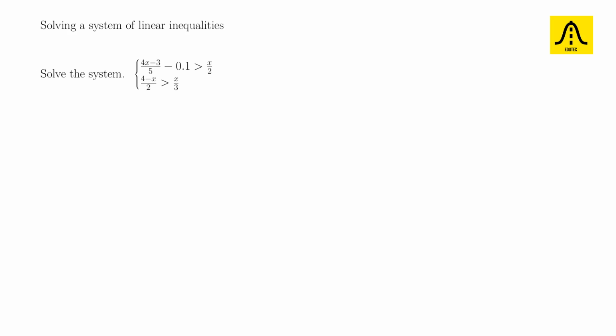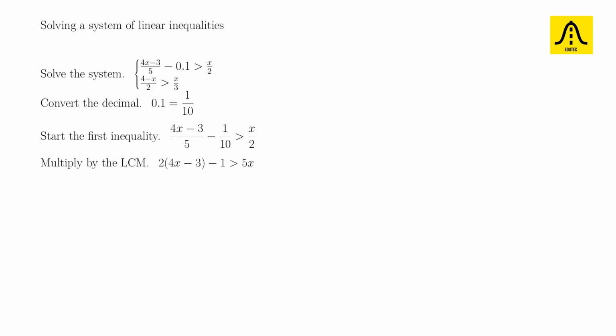We need values of x that satisfy both inequalities at the same time. First, convert the decimal to a fraction so the denominators are clear. Now, solve the first inequality by clearing denominators. Multiplying by 10 is positive, so the inequality direction stays the same.